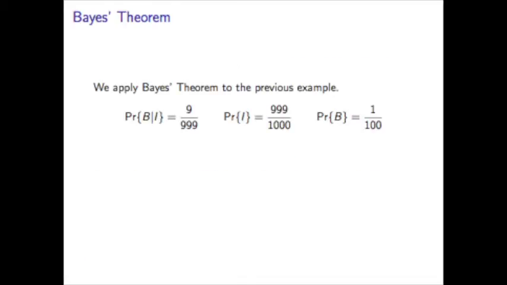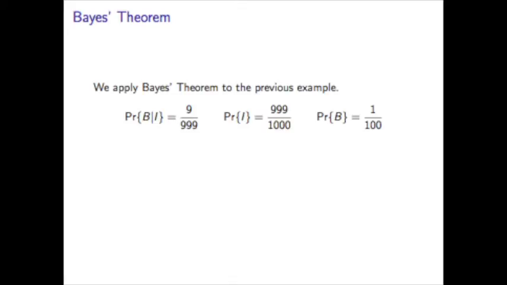So let's go back to that previous example and apply Bayes' theorem to it. The police have given us the probability of B given I. That's the probability of the evidence matching given the innocence of the suspect. And that probability is a low probability of 9 out of 999. We would like to know the other conditional probability, the probability of innocence given the available evidence. So to find that probability, we will use Bayes' theorem.